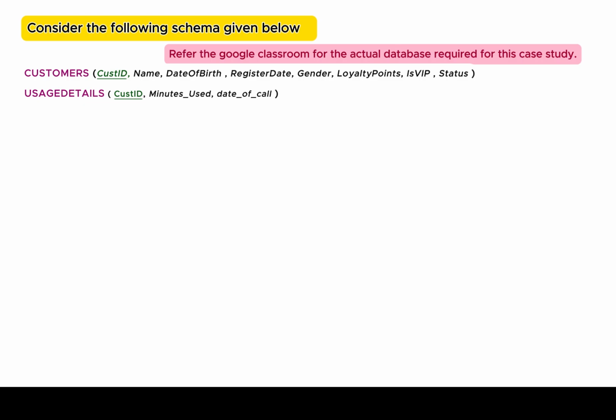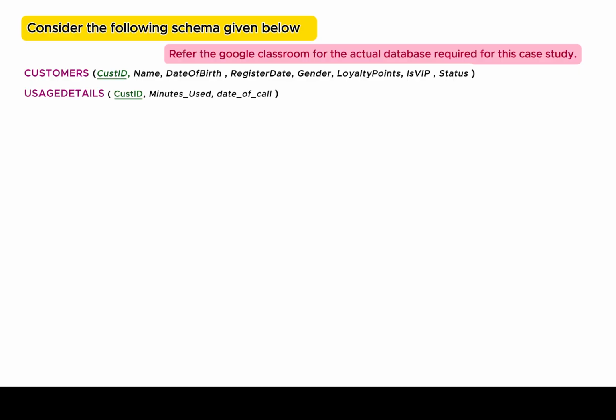Understanding the real-life scenario. Students, think of this database as part of a telecom or service-based system. Here, the company wants to store customer details, track how much each customer uses the service, and maintain customer status and reward points. So the entire system is divided into two tables, and both tables are connected to each other.